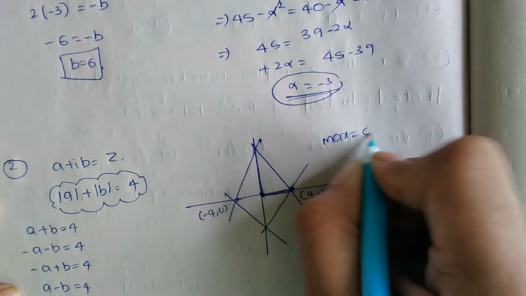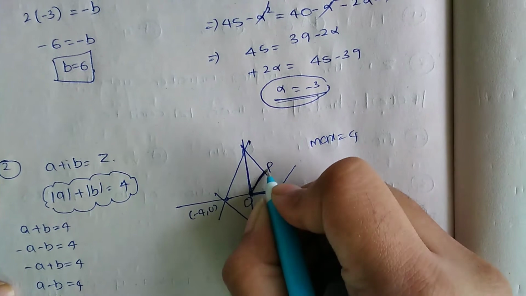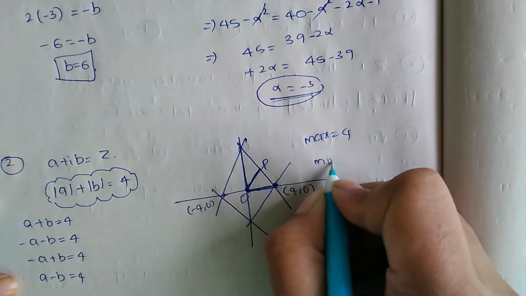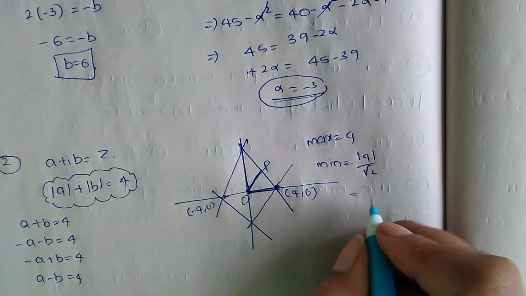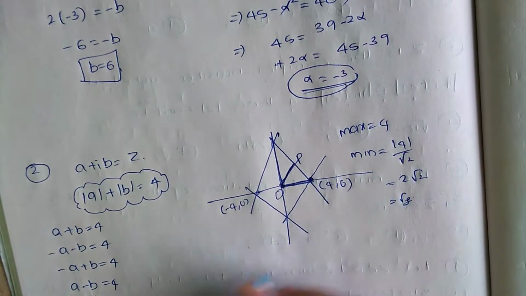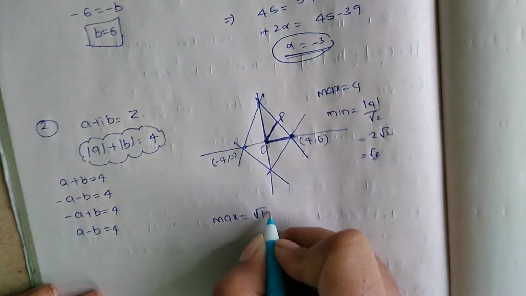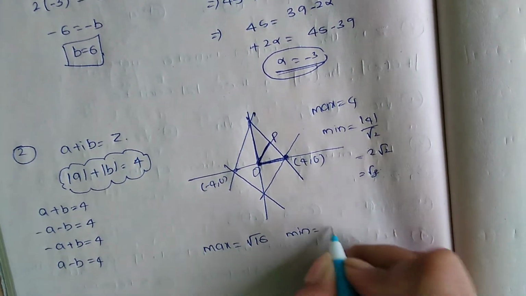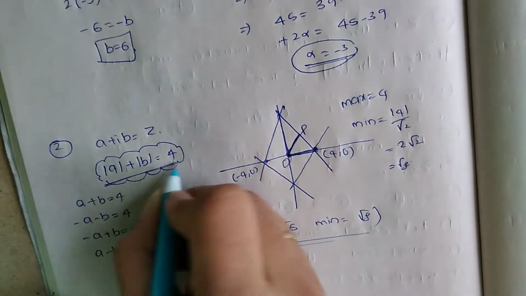Maximum is 4. What is minimum? This is minimum. Minimum is mod 4 by root 2. Yes, what is minimum you get? 2 root 2, which is root 8. So maximum is root 4 can be written as root 16. Minimum is root 8. So this is the range of this function given.